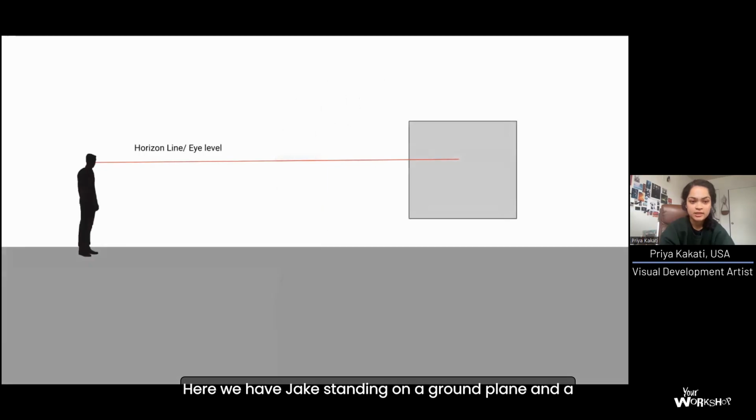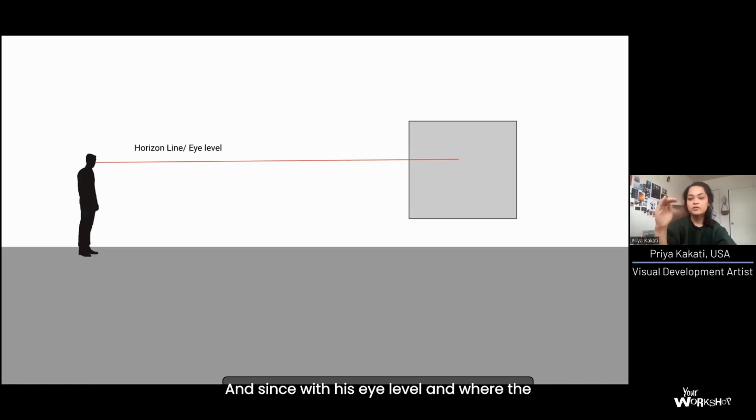Here we have Jake standing on a ground plane, with a floating cube and a floating square right in front of him. Since with his eye level and where the square is placed, he now sees the square as a flat shape and it's not distorted.